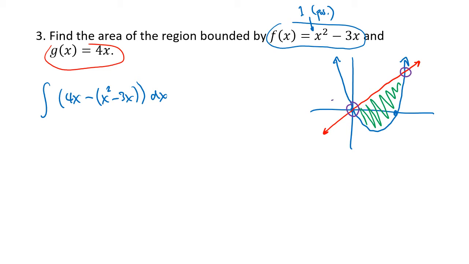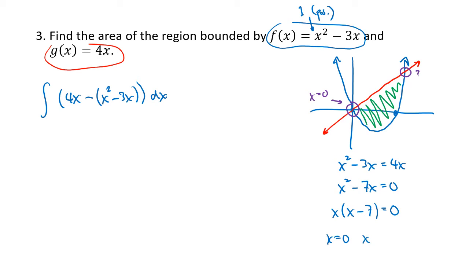We can kind of tell that this is going to be x equals 0 because they both pass through the origin, but we don't know what the other point is. The way we're going to figure that out is by setting the two functions equal to each other and solving. So we'll subtract 4x from both sides. Remember that when we're trying to solve quadratic equations, we move everything over to one side and then try to factor. We can factor here. We get x times x minus 7 equals 0. That's going to give us two solutions, x equals 0, which we already kind of knew about, and x equals 7, that's the point that we were looking for up here. So 0 and 7. Now we're ready to integrate.